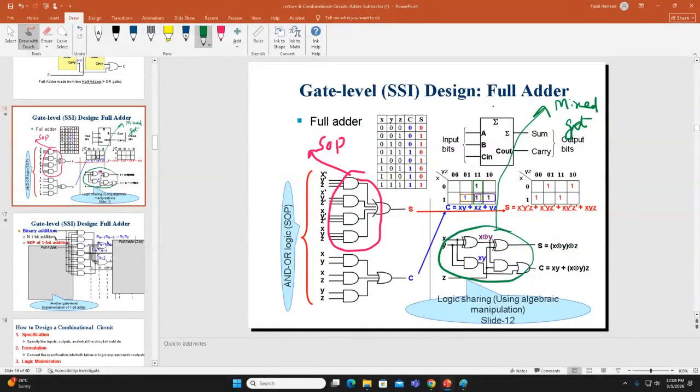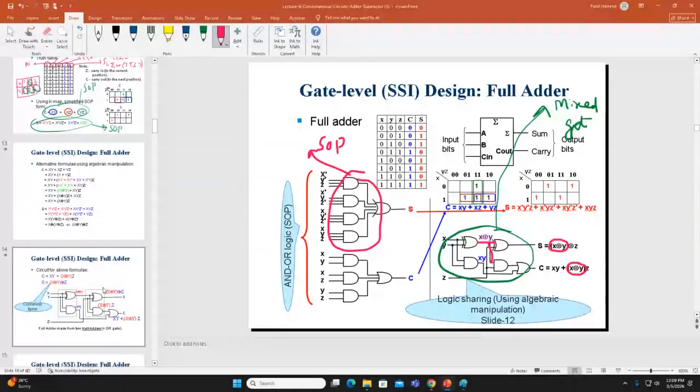What are the common terms here? This is the common term. X exclusive OR Y is the common term. Can you see here? And this is going here. X exclusive OR Y is the common term because you can also find this from the expression. Any question?